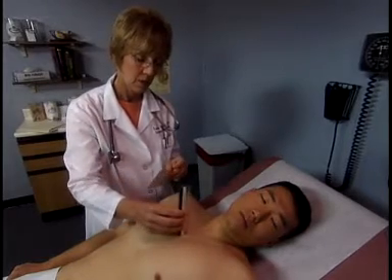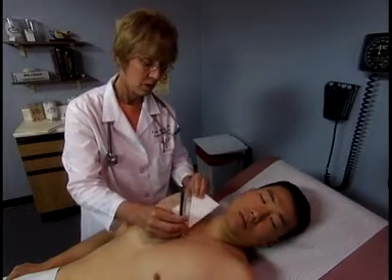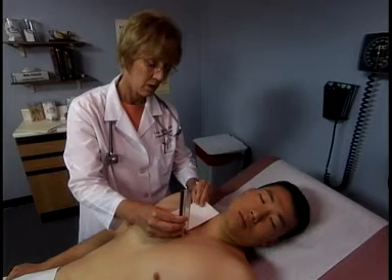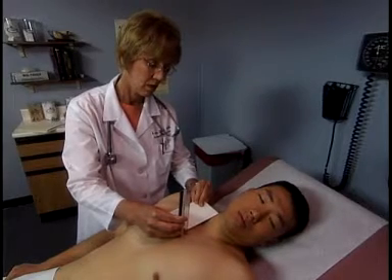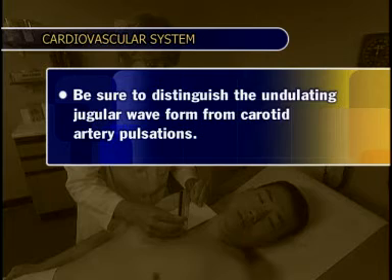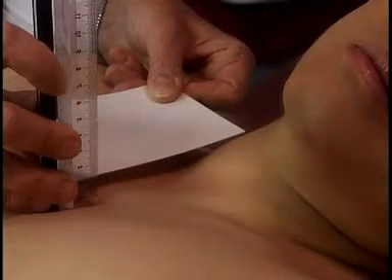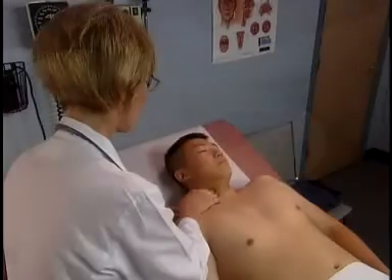The usual starting point for assessing the JVP is to ensure that the head of the examination table or bed is elevated to 30 degrees. Be sure to distinguish the undulating jugular waveform from carotid artery pulsations. The steps for measuring the JVP, when followed carefully, result in a measurement that is accurate and useful.